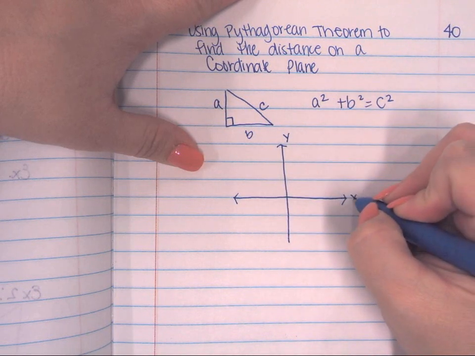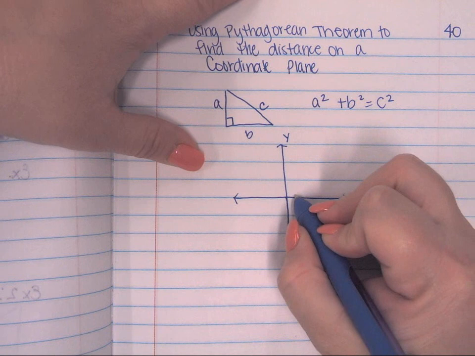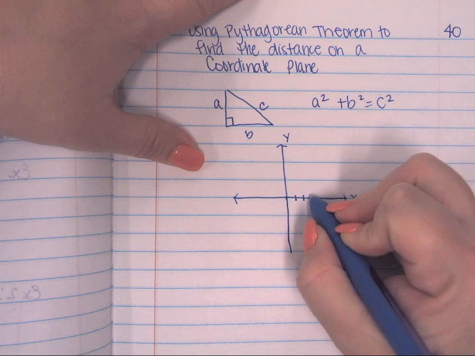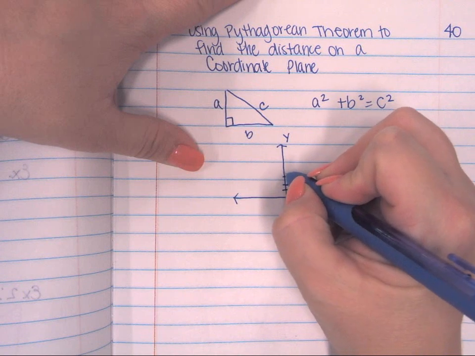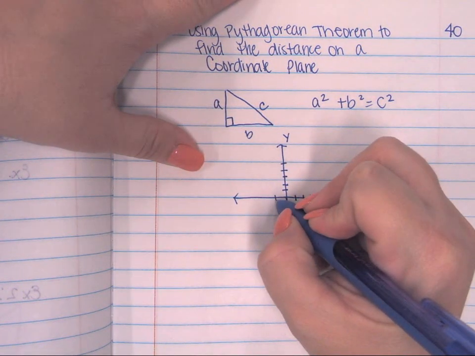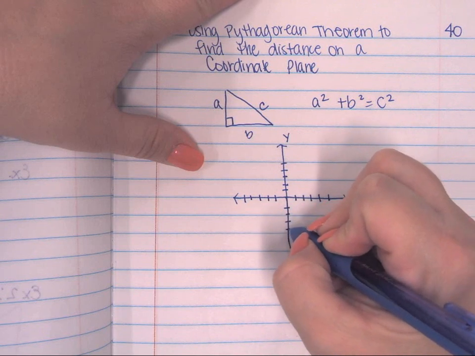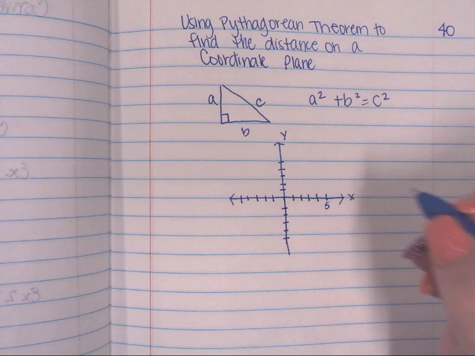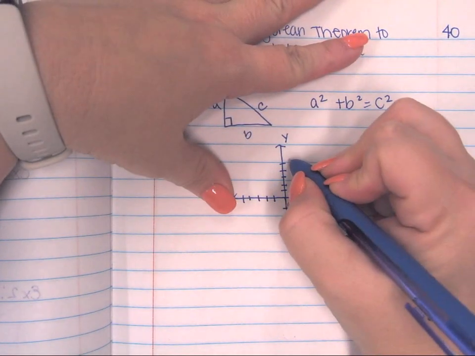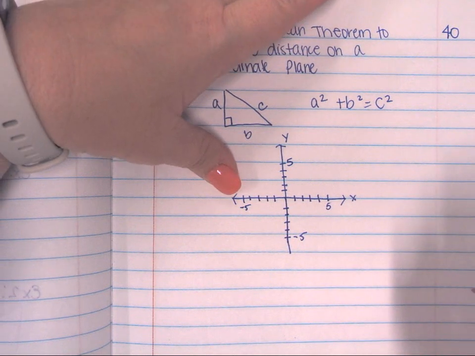my y-axis, my x-axis, okay, and I'm going to draw 5 spots. 1, 2, 3, 4, 5, 1, 2, 3, 4, 5, and 1, 2, 3, 4, 5. And these are just evenly spaced. Okay, so this is 5, 5, negative 5, and negative 5.